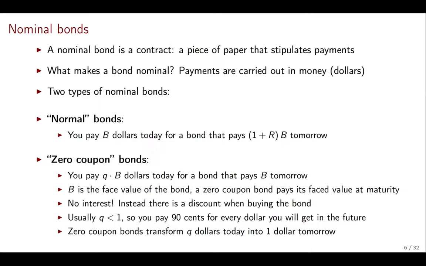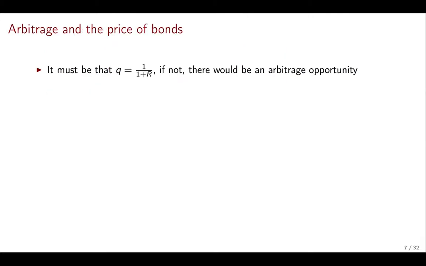This means that you're basically paying less than $1, say 90 cents, for every dollar that you're going to get in the future. So you can use normal bonds to transform $1 today into 1 + R dollars in the future. You can use a zero coupon bond to transform Q dollars today, that's the price of the bond, into $1 tomorrow. Now, I'm introducing these two types of bonds because the relationship between them, how their prices are related, is a good example of how to apply arbitrage to understand the relationship between different interest rates. And so let's talk about it in this example.